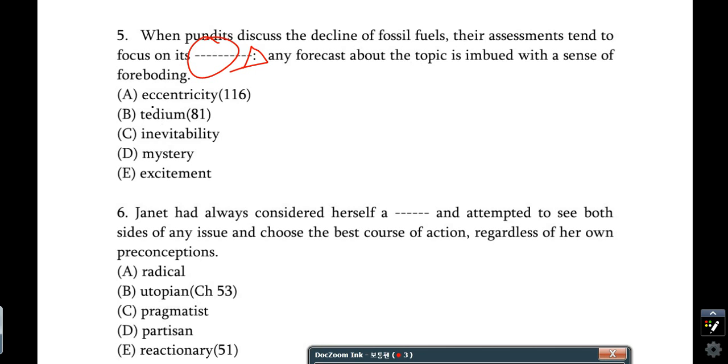And here's our signal. Any forecast about the topic is filled or imbued with a sense of foreboding, which is a negative feeling. So, would the decline of fossil fuels be negative if they focus on its eccentricity, which is oddness? No, that doesn't make you afraid. Tedium is boring, and boredom doesn't make you afraid either. Foreboding is fear, so we need something that would be fearful. Decline would be inevitable. Now that would be fearful, to run out of fossil fuels, and then mystery and excitement don't have the same problem as eccentricity and tedium.